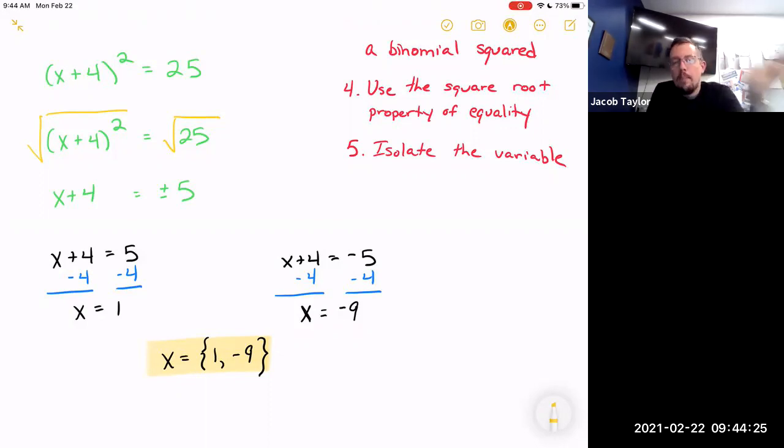Why do we need both? Because the square root of 25 could also be negative 5. Negative 5 times negative 5 is positive 25. Anytime you take a square root, you end up with two solutions.